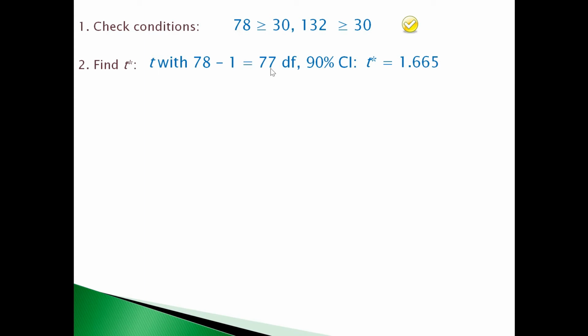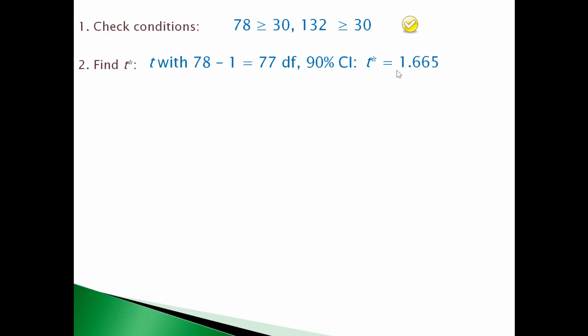So let's do this. First, let's check the conditions. Both n1 and n2 are larger than 30, so I can go ahead and use my formulas. Second, I need to find the t star. Now, you will look at both sample sizes. If you take 78 minus 1 and 132 minus 1, obviously this is smaller. So this would be the degrees of freedom. In this case, the degrees of freedom will be 77. And I'm using a 90% confidence interval. So the t star will be 1.665.